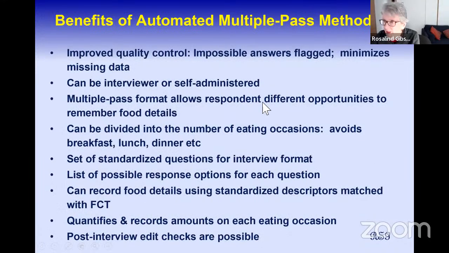And there are many benefits of using an automated multiple pass 24-hour recall, but I'm very conscious of the time here, so I'm not going to go through each of these in turn. I would advise you to look carefully at the benefits of using an automated method. It standardizes your procedure across interviewers.